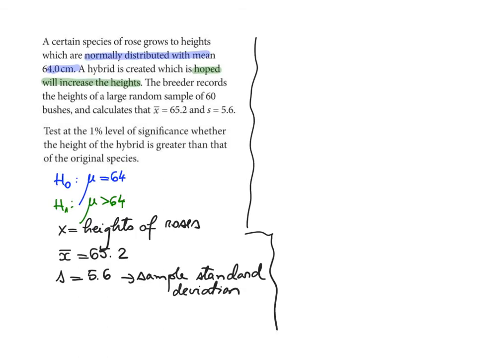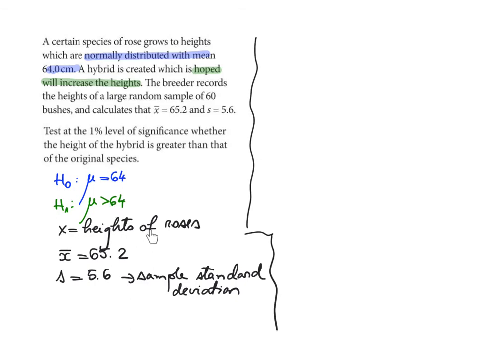Okay, so here is the information from the text. H0 is the null hypothesis. It's what is believed: that the mean of the height of the roses is 64 centimeters. We test this against the alternative hypothesis that the heights have increased, so against mu bigger than 64. So it's a one-tail test to the right.